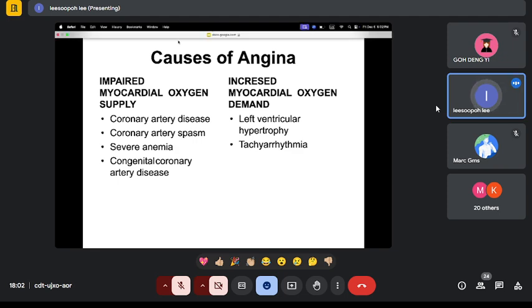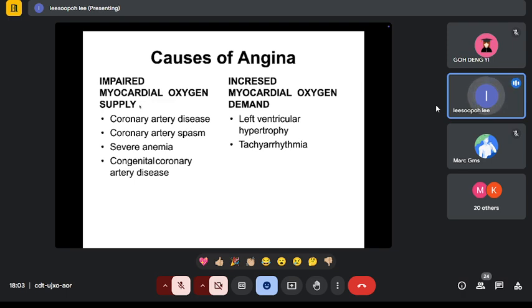So what causes angina? You can have pain when you have increased myocardial oxygen demand. If you go for exercise or you have hypertrophy, your heart will beat faster, so you need more oxygen, and that can cause the pain. And what we're commonly dealing with is coronary artery disease, reduced blood flow due to plugging or clogging of your coronary vessels, which can cause reduced myocardial oxygen perfusion.